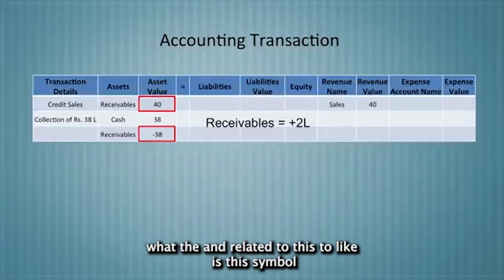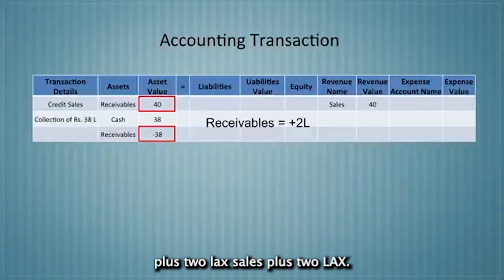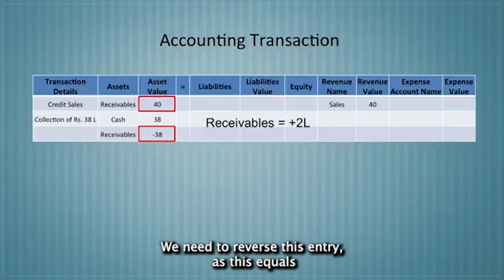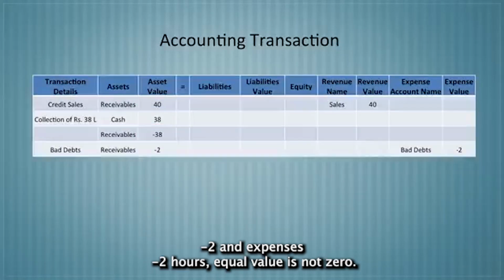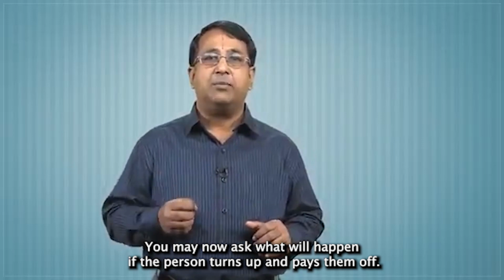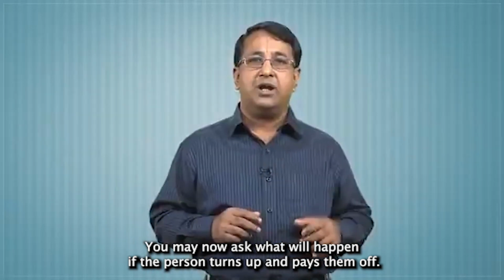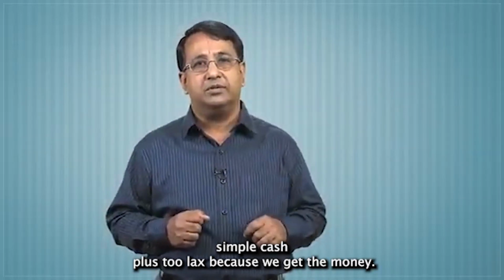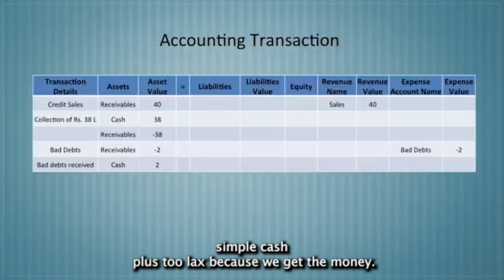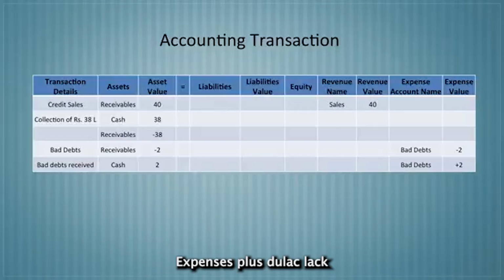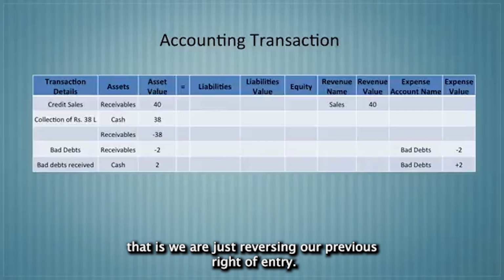Our original sales entry related to this 2 lakh is receivable plus 2 lakhs, sales plus 2 lakhs. We need to reverse this entry as receivables minus 2 and expenses minus 2. Our receivable value is now 0. You may now ask what will happen if the person turns up and pays that amount. That is good. Accounting entry is also simple. Cash plus 2 lakhs because we get the money, expenses plus 2 lakh. That is, we are just reversing our previous write-off entry.